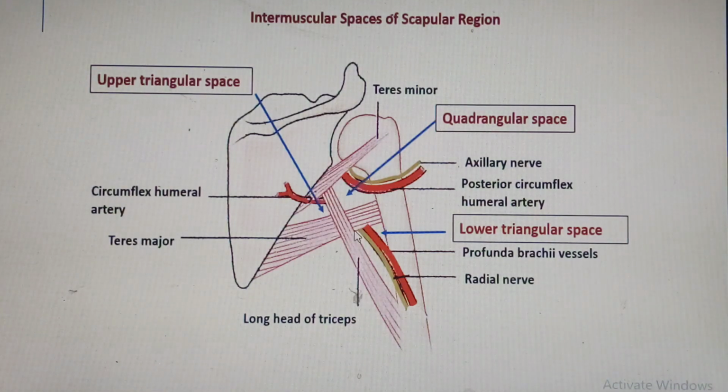Then there's another triangle over here. That's the lower triangular space, otherwise known as the triangular interval. It is bounded superiorly by teres major, medially by the tendon of the long head of triceps brachii muscle, and laterally by the shaft of the humerus. The contents are the radial nerve and also the profunda brachii artery and vein. That is why if someone lies over here on the dorsal aspect, the radial nerve could be compressed over here.